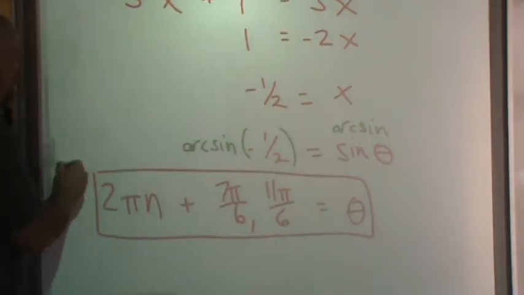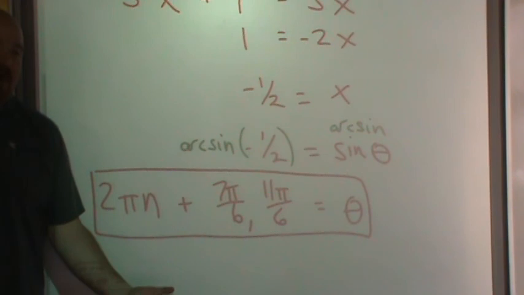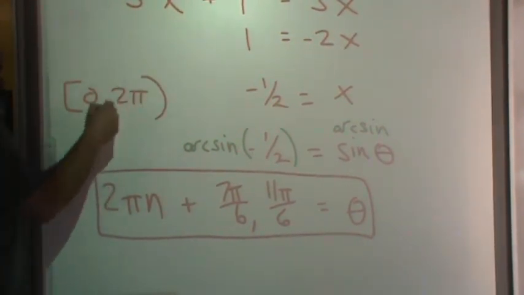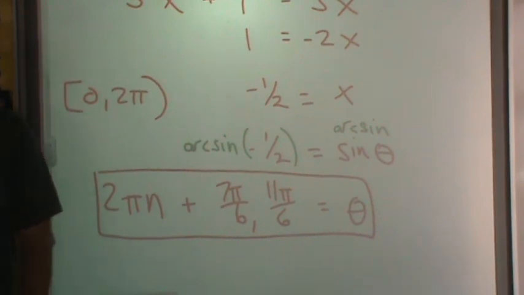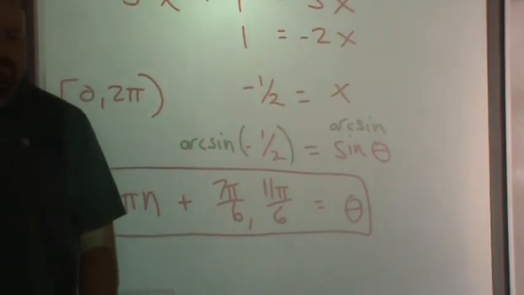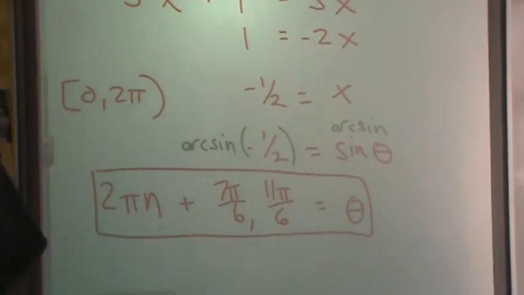Be careful though when you're doing this in Math Excel, read the directions. They're probably going to say, solve in the interval from 0 to 2 pi. If that's the case, then we only accept these two values. Right?